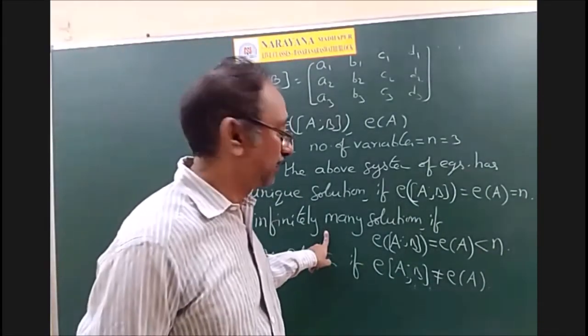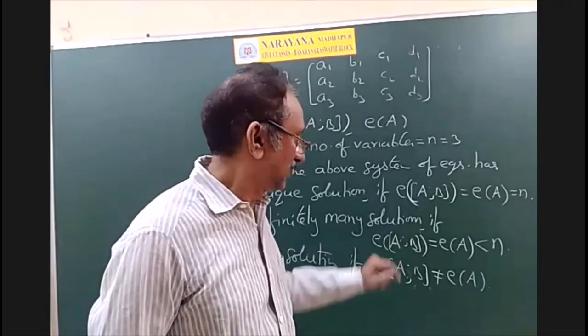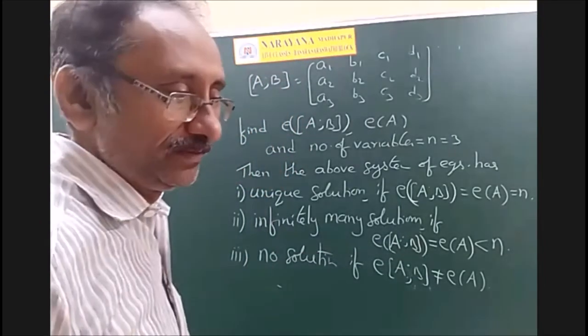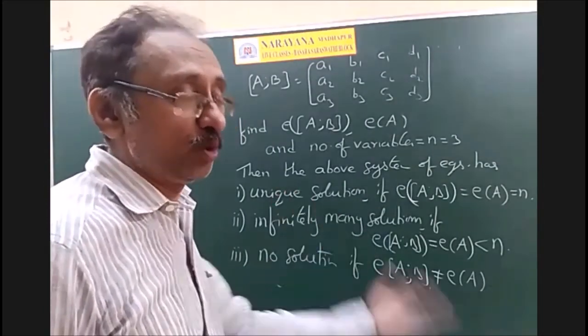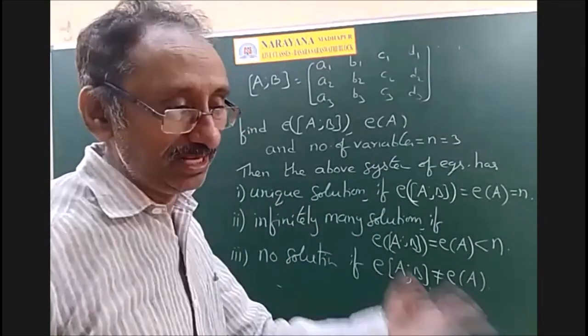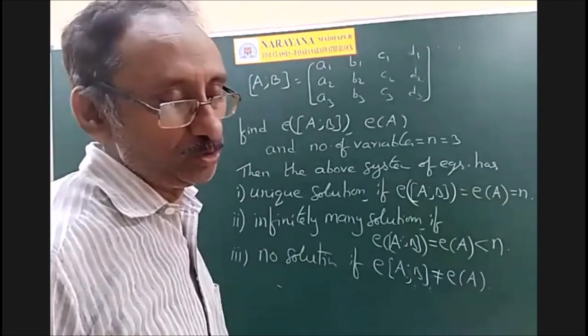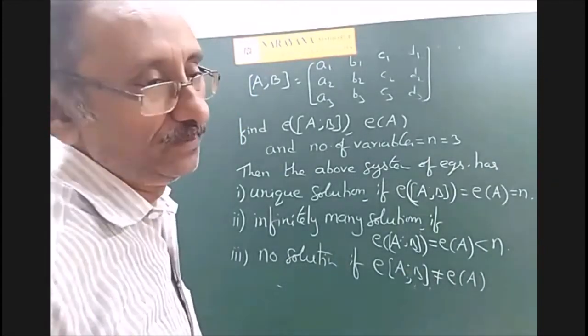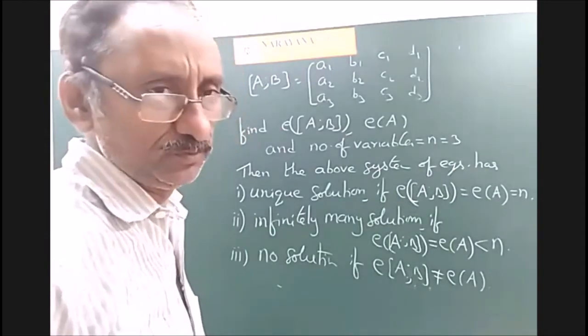So if we have infinitely many solutions, if the rank of AB is equal to the rank of A, less than n, that means the system will have so many solutions. So you can take any value of x, any value of y, any value of z, depending upon the equations. So there will be so many solutions. We will see them.